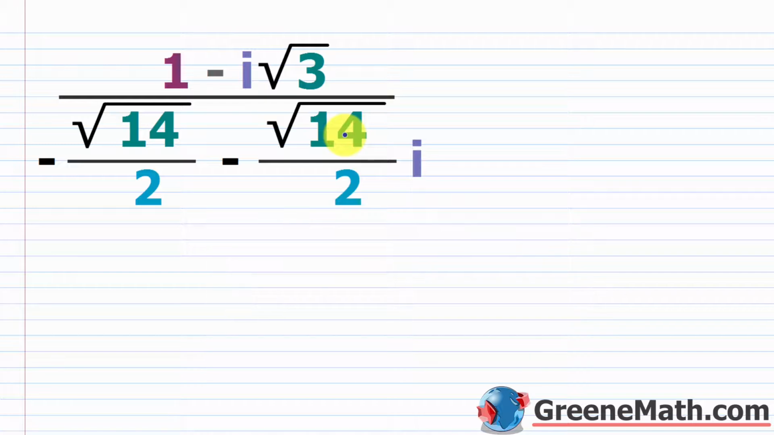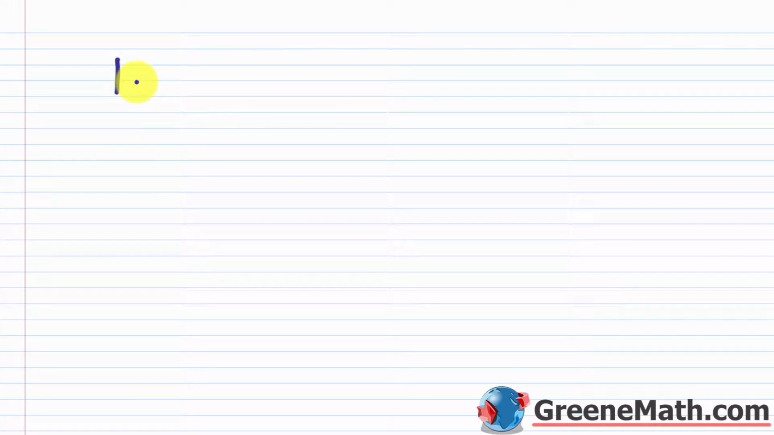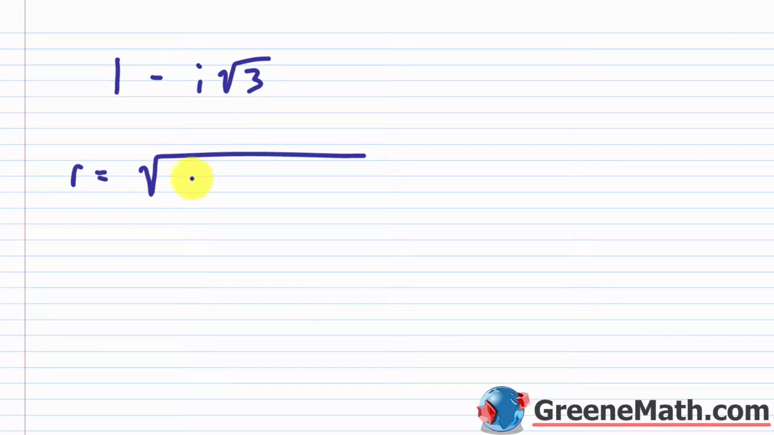So let's start out by converting each one of these over. So I have 1 minus I times square root of 3. I'm just going to do this on a separate page. So the real part is 1. The imaginary part is the negative of the square root of 3, okay? So let's go ahead and say my R is going to be the square root of 1 squared, which is 1, plus the negative of the square root of 3 squared, which is 3. Okay, so obviously this is 4, and the square root of 4 is going to be 2. Okay, so let's put this as 2.